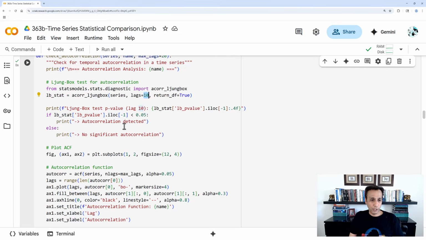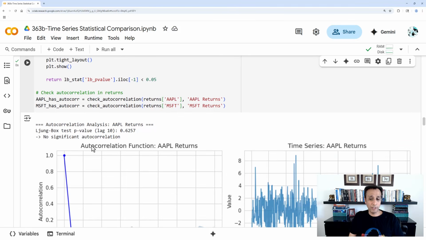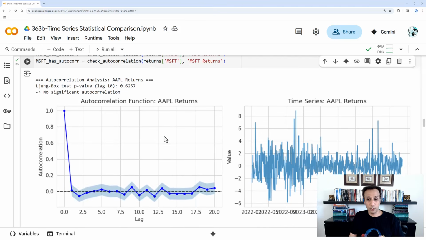That's where we are, and then we are going to plot. We are checking for both Apple and Microsoft. We already ran that test, and like we already mentioned, for Apple it gives us 0.6257. That means there is no significant autocorrelation.